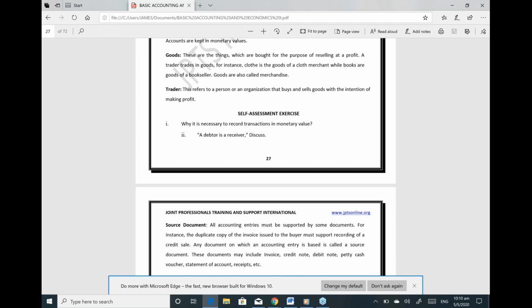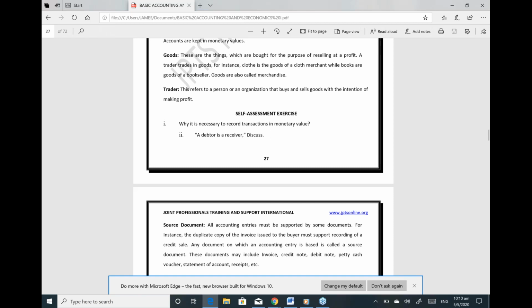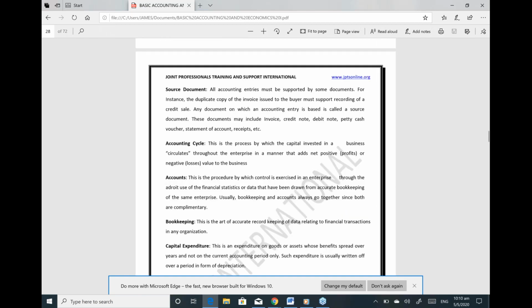Now, last week also, we looked at source documents, and we talked about some of them. What is the source document? All account entries must be supported by some documents. For instance, the duplicate copy of the invoice issued to the buyer must support the record of credit sales. Any document on which an accounting entry is based is called a source document. A source document is any document that involves money, sales, and all that. They call them the source document.